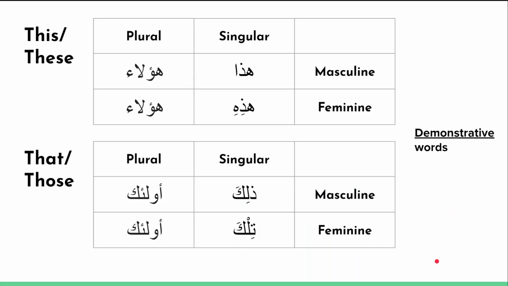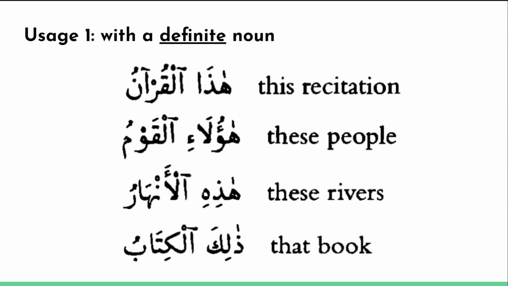Alright, so all of these words in English, they're called demonstrative words. So I'll use this term, demonstrative words, to refer to any of these words. In Arabic, they're known as ismul ishara, so words of pointing. But in this lesson, we'll use the English phrase demonstrative words. Alright, so let's take a look at how do we actually use this in sentences. So there's two ways to use demonstrative words in Arabic.